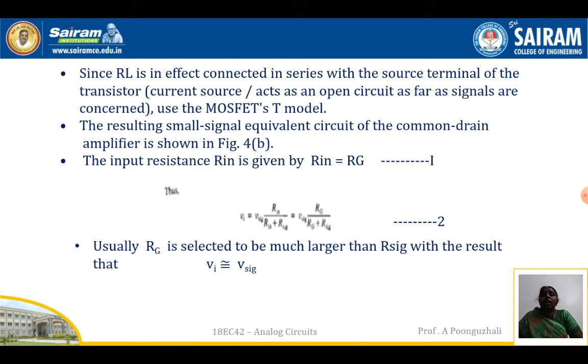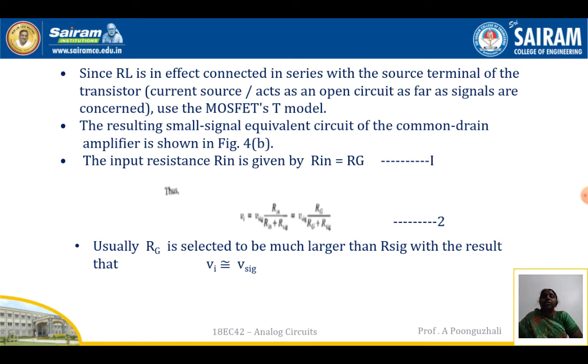Since RL is connected in series with the source terminal of the transistor, it is called the current source, or it acts as an open circuit as far as the signals are concerned. Here we are going to use the MOSFET T model. The resulting small signal equivalent circuit of the common drain amplifier is shown in figure 4b.